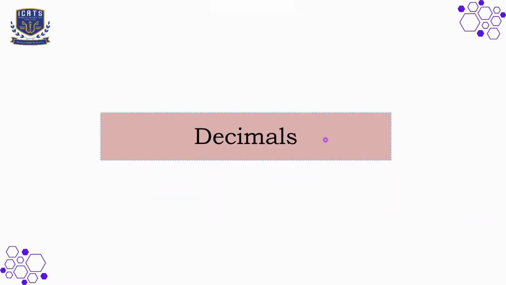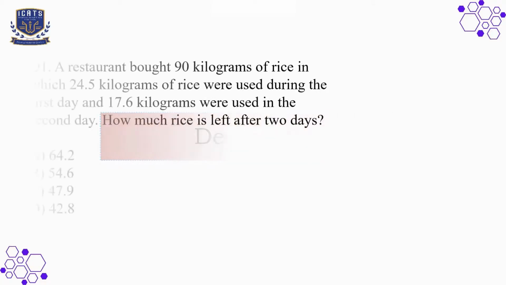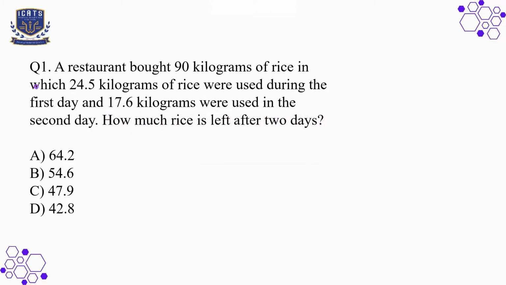Now we will solve questions related to decimals. Question number 1. A restaurant bought 90 kilograms of rice in which 24.5 kilograms of rice were used during the first day and 17.6 kilograms were used in the second day. How much rice is left after 2 days? Option A is 64.2, option B is 54.6, option C is 47.9, and option D is 42.8.